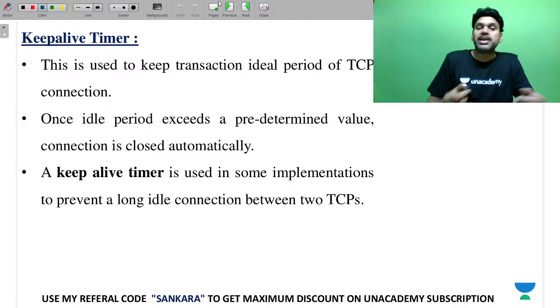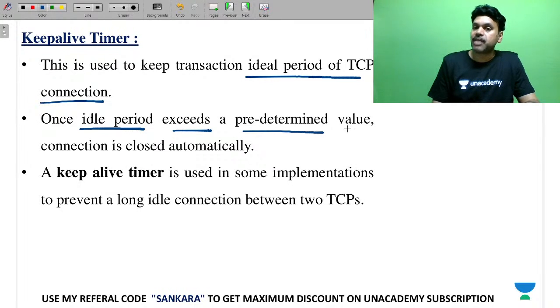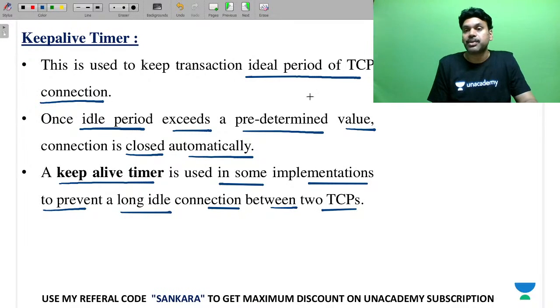So how is it to be done? It is to be done using the keep alive timer. It deals with the idle period of a TCP connection, with the long idle connections. Once the idle period is exceeded, which has a predetermined value, the connection is closed automatically. A keep alive timer is used in some implementations to prevent long idle connections between two TCPs.